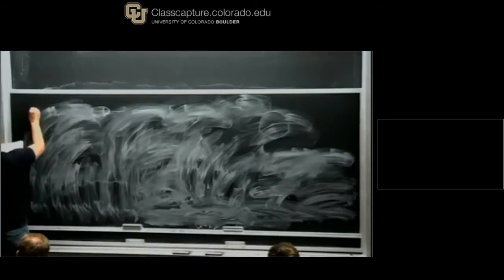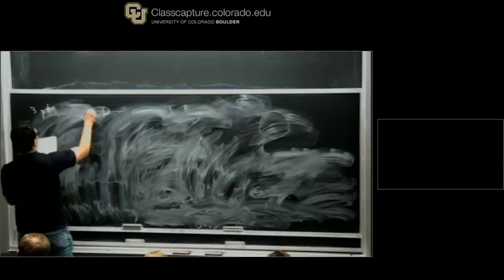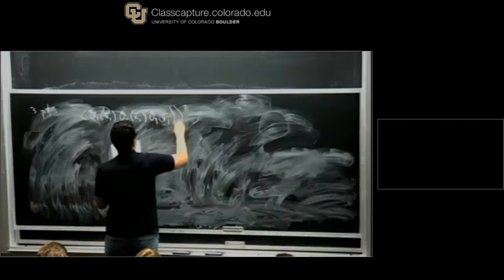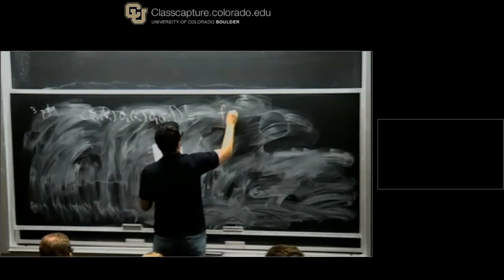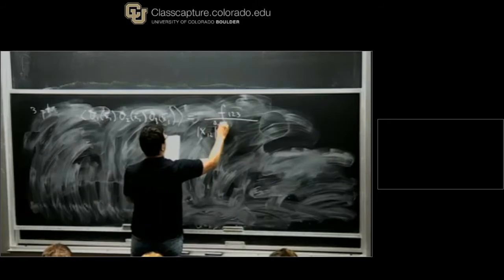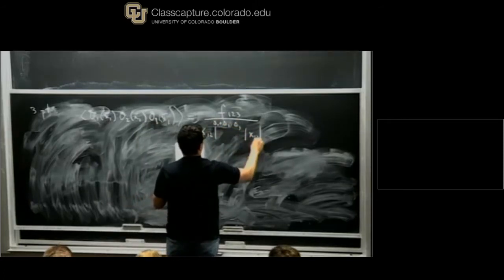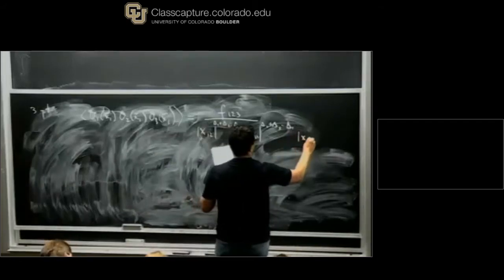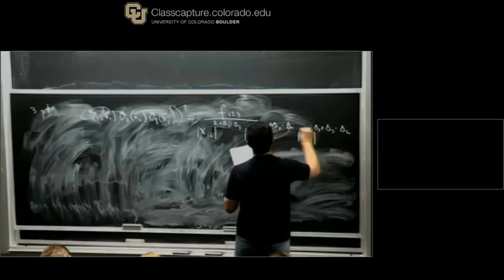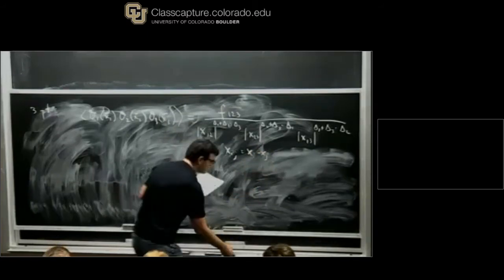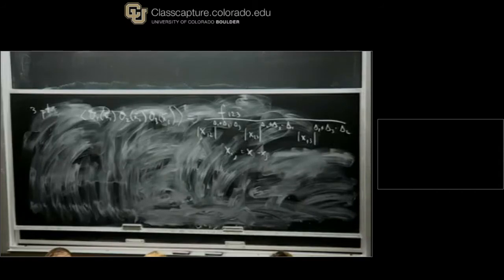3-point functions. So they look like this. O1 at x1, O2 at x2, O3 at x3. This is some constant, f123, divided by x12 to the power delta 1 plus delta 2 minus delta 3, x23 to the power delta 2 plus delta 3 minus delta 1, x13 to the power delta 1 plus delta 3 minus delta 2, where xij is xi minus xj. Okay. I assume people have seen this formula before. So the 3-point functions are determined only up to this overall constant.